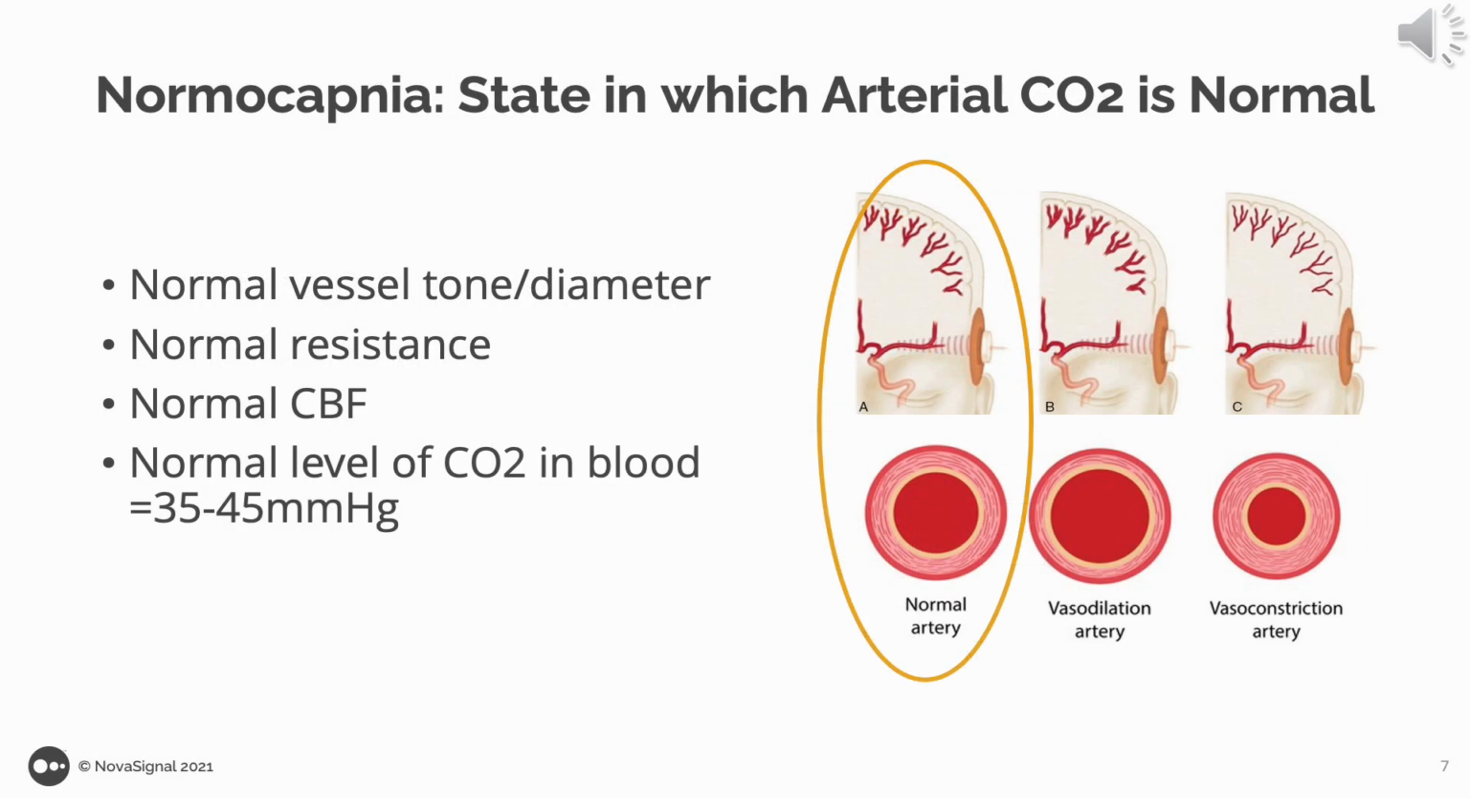What is normocapnia? It is the state in which arterial CO2 is normal. We expect to see normal vessel tone, normal vessel diameter and resistance, and normal cerebral blood flow velocities. Normal level of CO2 in blood is 35 to 45 millimeters of mercury. The image circled is representing a normal arterial vessel.